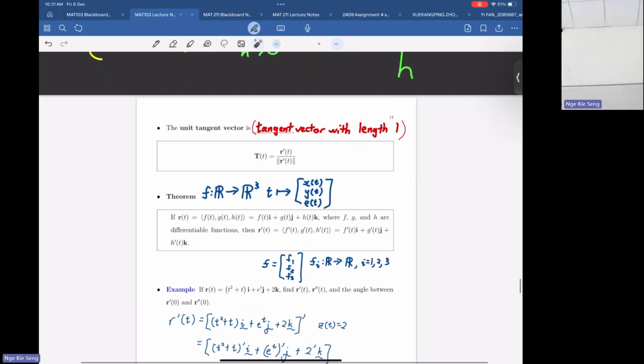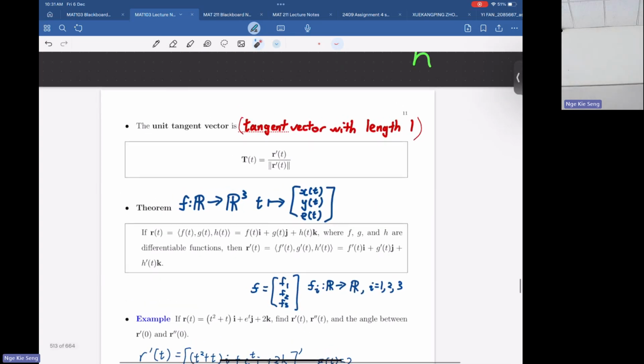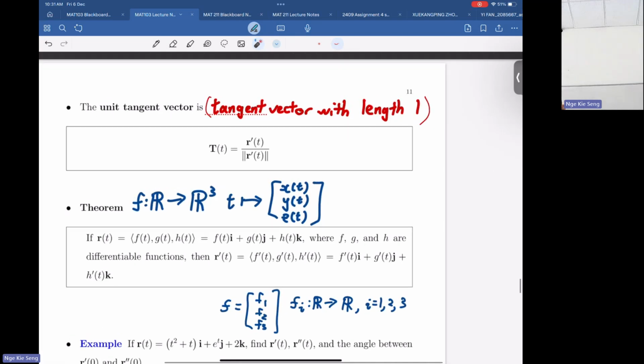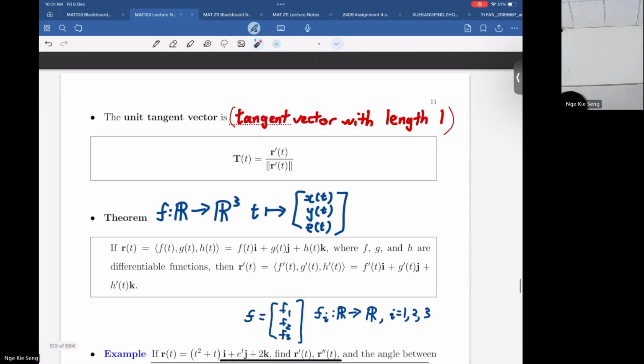But we still don't really care. We will straight away tell you how to differentiate functions, if every coordinate is differentiable. One thing about the tangent vector is this unit tangent vector here. If you compute the derivative of your r(t), sometimes we will want the unit tangent vector. This is very important when we do integrals in vector calculus later. So we normally just care about tangent vectors with length 1.